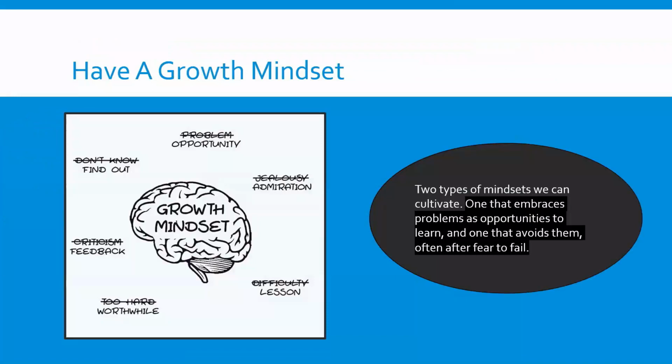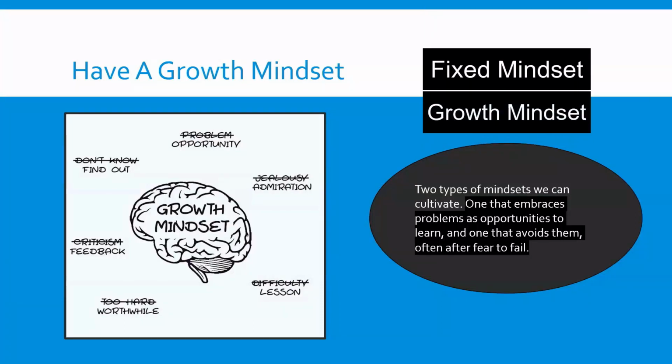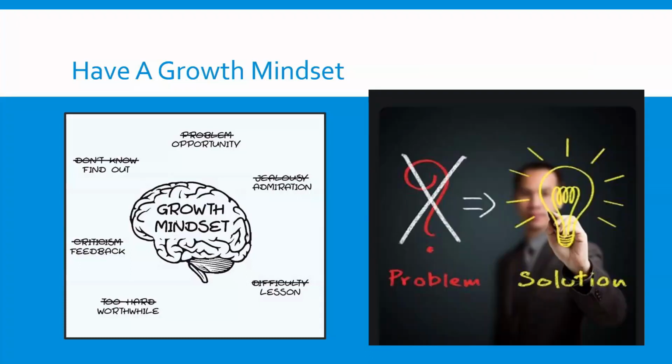There are two types of mindsets we can cultivate, one that embraces problems as opportunities to learn, and one that avoids them, often out of fear of failure. People who avoid conflicts can be described as having a fixed mindset. Those who see problems as interesting challenges have a growth mindset. Think about these two types of mindset and embrace problems as opportunities to learn.